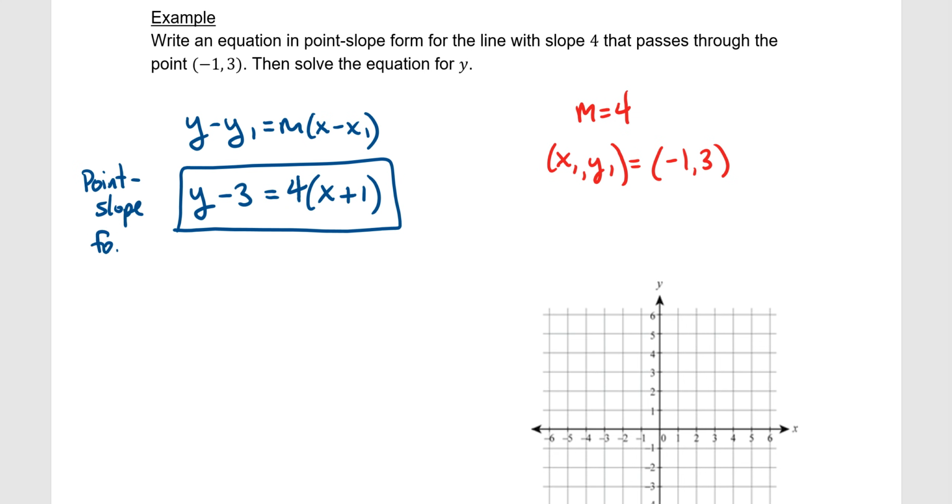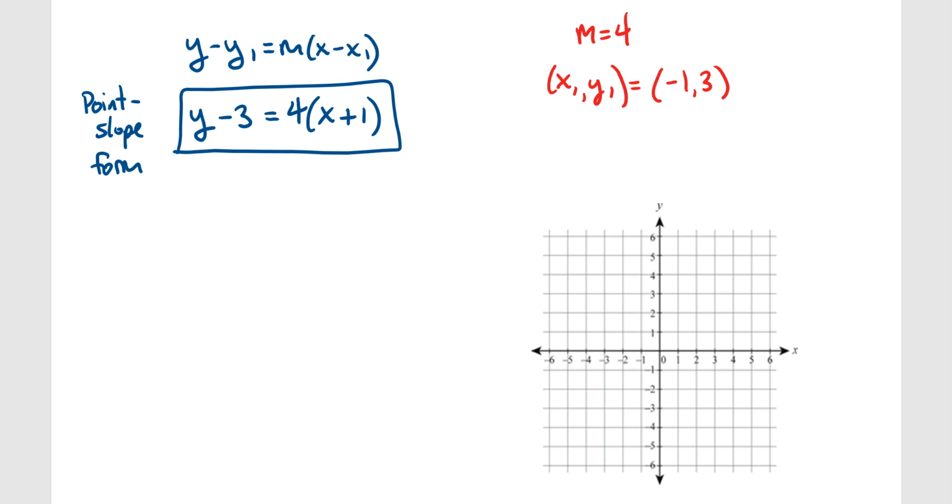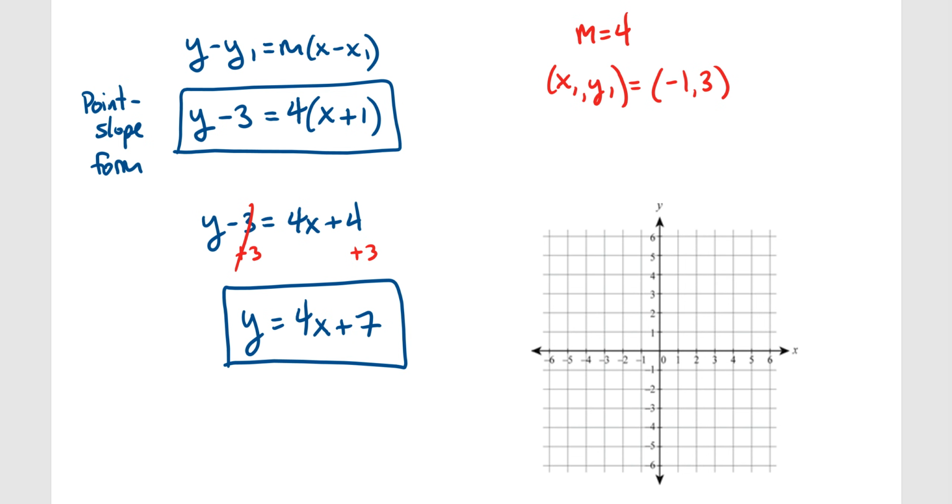And the instructions here also say to solve for y. Solving this for y is going to get it in the next form, which we'll see on the next page. But to solve this for y, we have to distribute the 4 on the right. 4 times x plus 1 is 4x plus 4. And then we have to add 3 to both sides. Add 3, add 3. And we get y equals 4x plus 7. And we'll see in 1 second that this is slope-intercept form when we solve it for y.